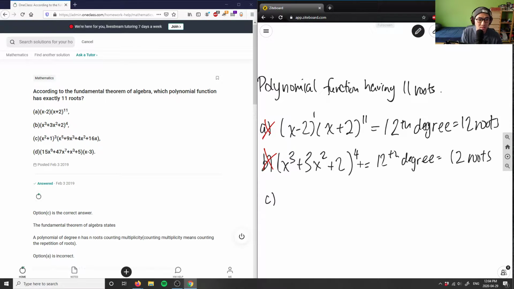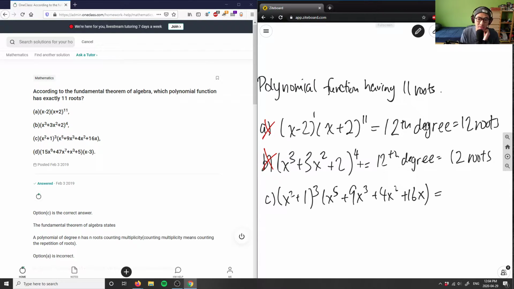Let's look at C. C would give us x squared plus 1, cubed, times x to the 5 plus 9x cubed plus 4x squared plus 16x, right?